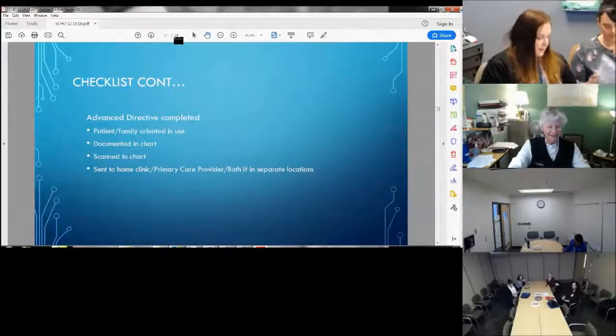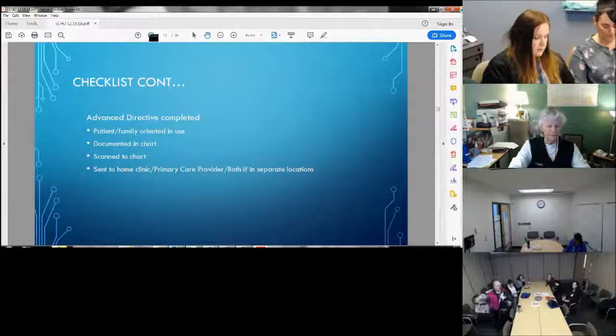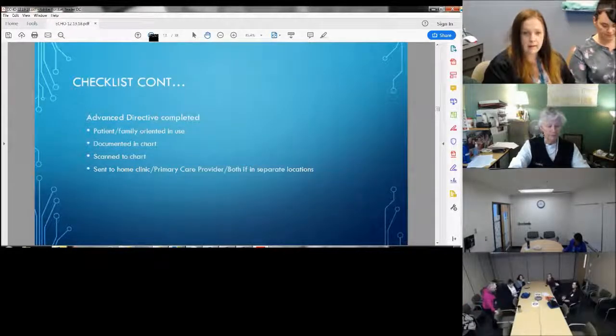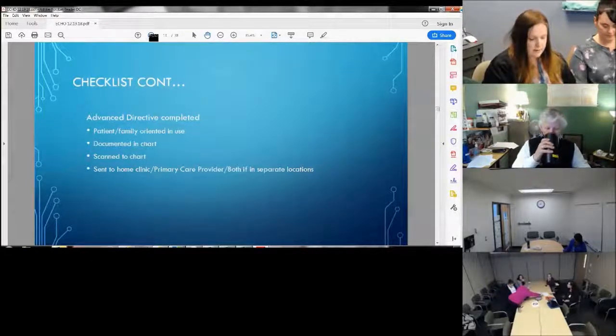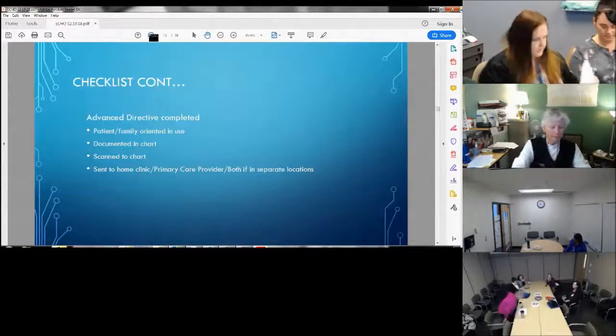As Allie had mentioned earlier, especially if these are end-of-life patients, we want to consider having them fill out an advance directive, or at the very minimum having the family oriented in its use, and then document it in the chart and scan it into the chart. If it is completed, we want to make sure that the local clinic has a copy, that the regional primary care provider has a copy, and that the patient and their family have a copy.